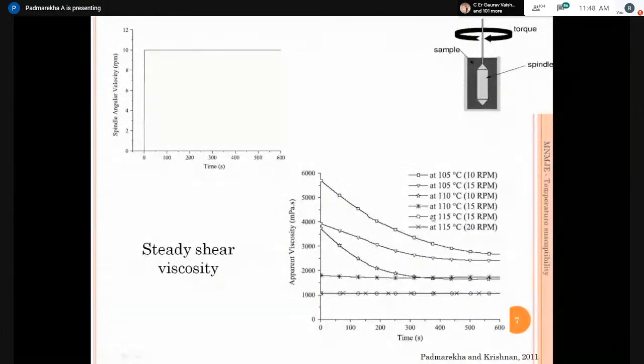Now the next test, again if you further increase the temperature to 115 degrees Celsius, you can see that the viscosity is still reduced, but you can notice that the viscosity is almost constant with respect to time. So viscosity is dependent on the speed of the spindle, viscosity depends on the time at which you measure, and viscosity depends on the temperature at which you measure. So viscosity is not a constant factor here. You have three testing factors. One is speed, another is temperature, and the third one is a time factor.